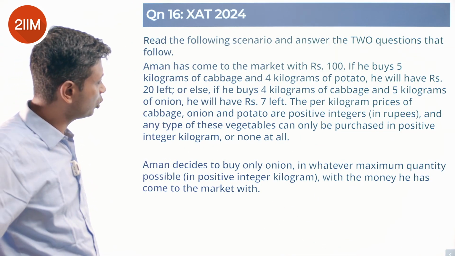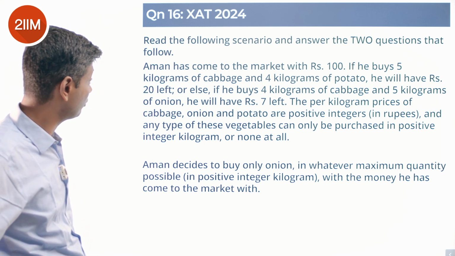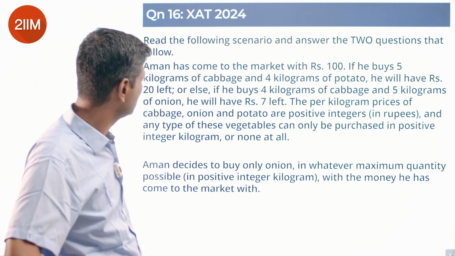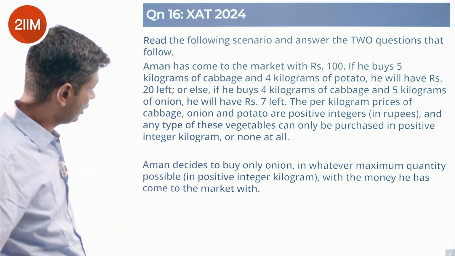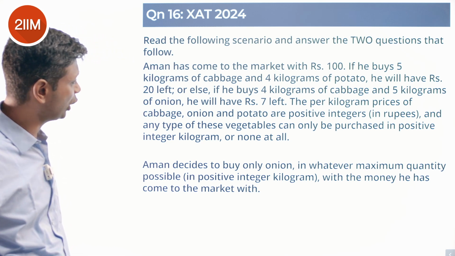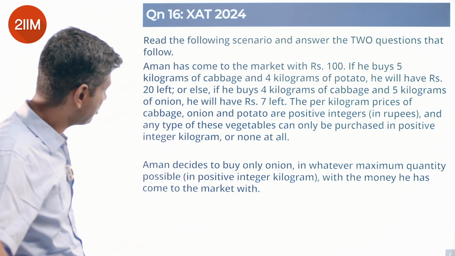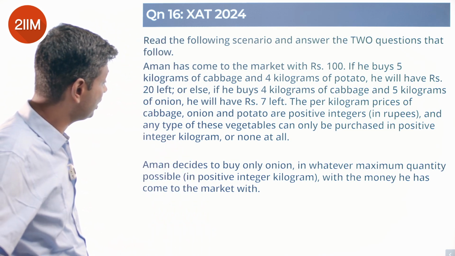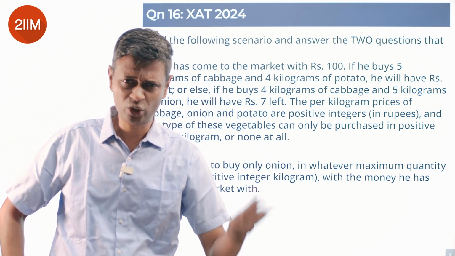Aman has come to the market with rupees 100. If he buys 5 kilograms of cabbage and 4 kilograms of potato, he'll have rupees 20 left. Or else if he buys 4 kilograms of cabbage and 5 kilograms of onion, he'll have rupees 7 left. The per kilogram prices of cabbage, onion and potato are positive integers in rupees. Any type of these vegetables can only be purchased in positive integer kilograms or none at all. You cannot buy 1.3 kilograms of anything. It's an integer solution question.